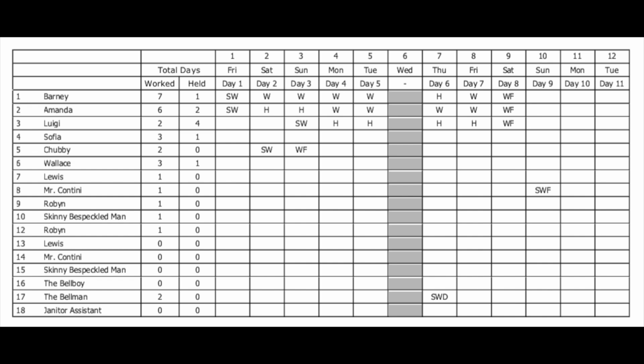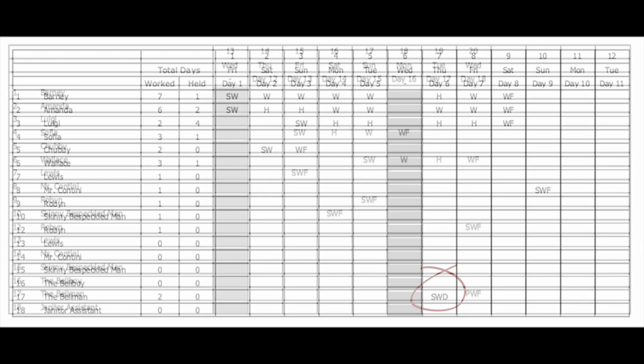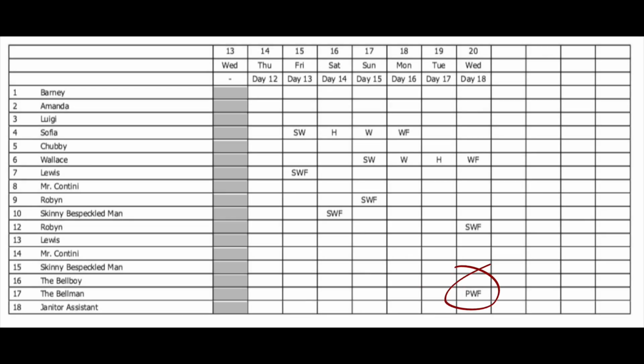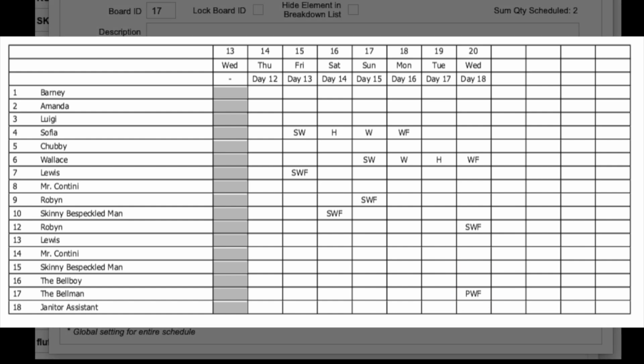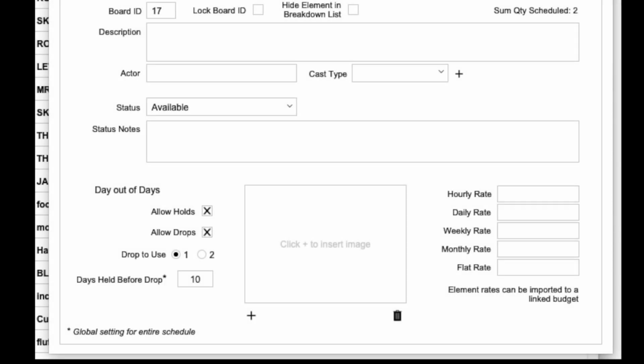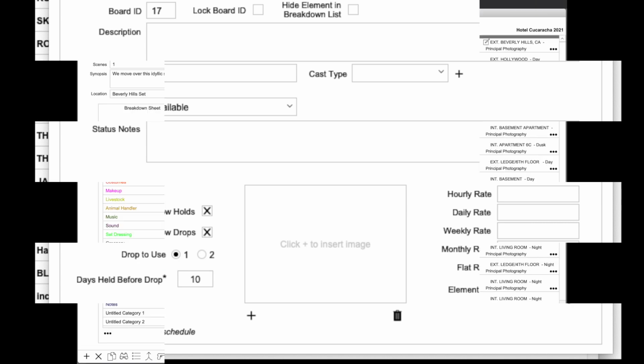Looking once again at the report, notice that the bellman starts work on the 7th, then is dropped, and then is picked up here on the 20th, which is the last day of shooting. Another thing to know is that a cast member can only be dropped once during the schedule. So if there are 2 instances of a cast member being dropped, you can select which one to use, the first drop or the second drop, and that is specified here.